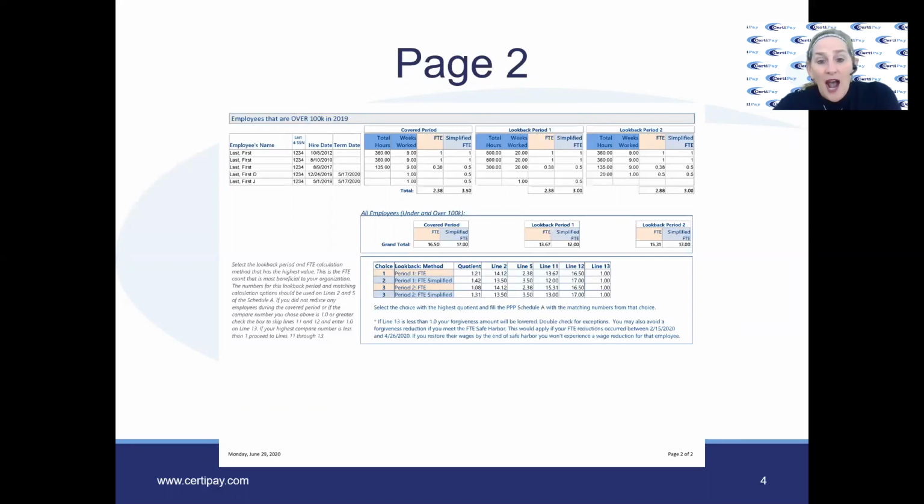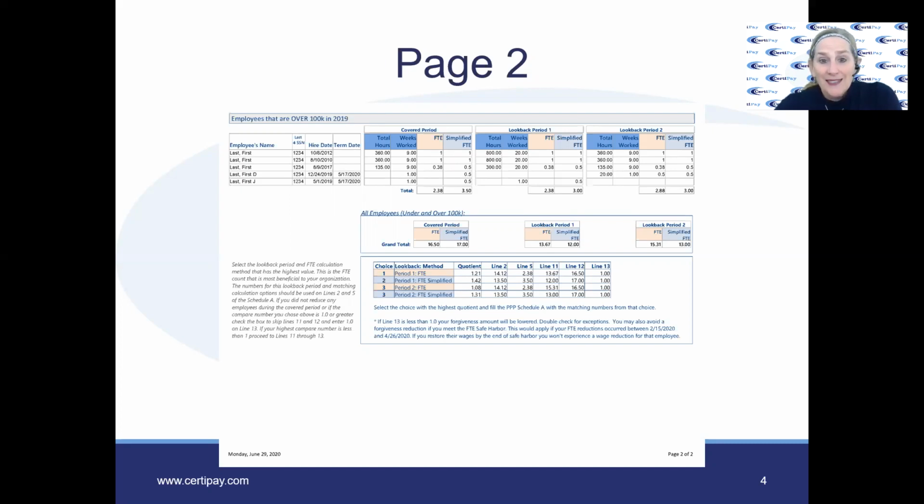So let's take an example. Under choice 2, you see the quotient is 1.42. So we're going to use this to fill in the form. This is the period 1 simplified FTE. So in line 2, you would enter 13.5. In line 5, you would enter 3.5. In line 11, you would enter 12. Line 12 would be 17. And then line 13 is only going to be a 1. If your quotient is anything 1 or higher, then line 13 will be a 1.